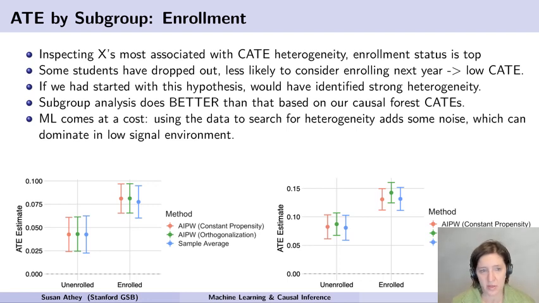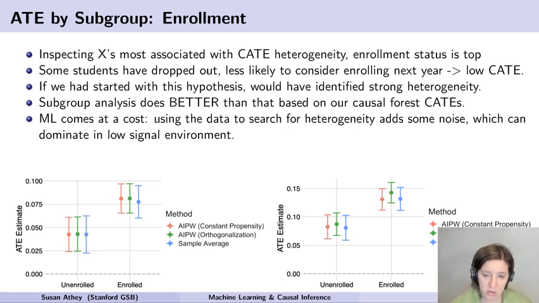And to think about this, some students have actually dropped out. So if they were students at the beginning of the year, but they've dropped out by February, they're less likely to consider enrolling them the next year. And so there's going to be a low conditional average treatment effect because they're not interested in enrolling, therefore they're not interested in filling out financial aid. And it turns out if we had started with this hypothesis, we would have identified strong heterogeneity. If you just distinguish the enrolled and unenrolled students, we see high treatment effect estimates for the enrolled students.